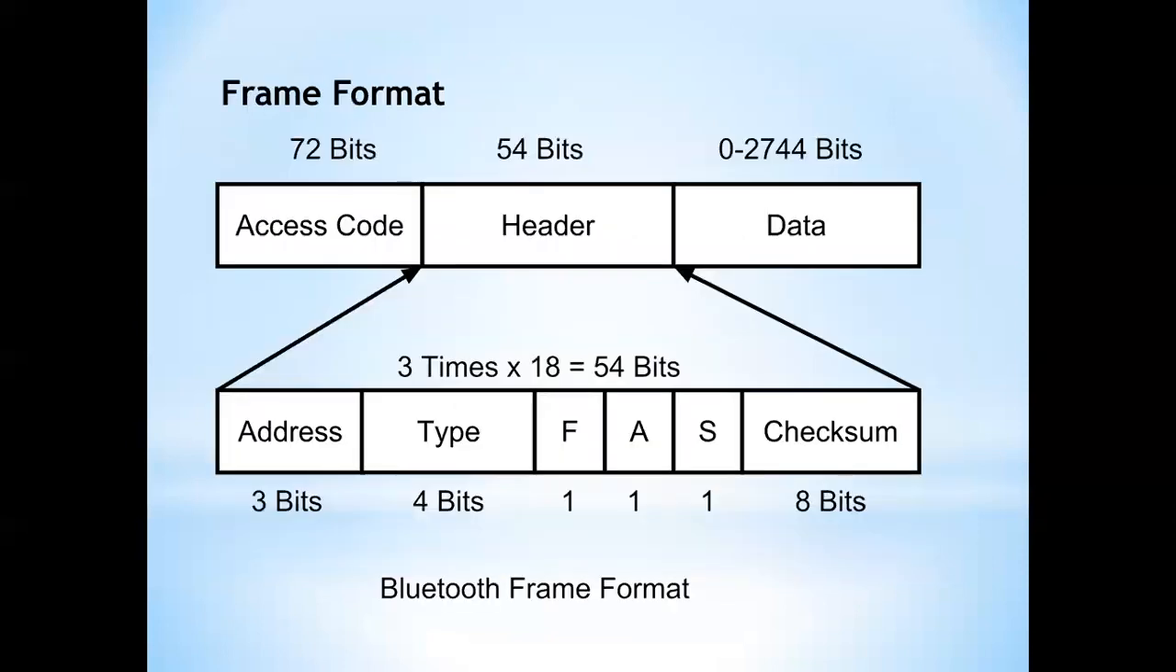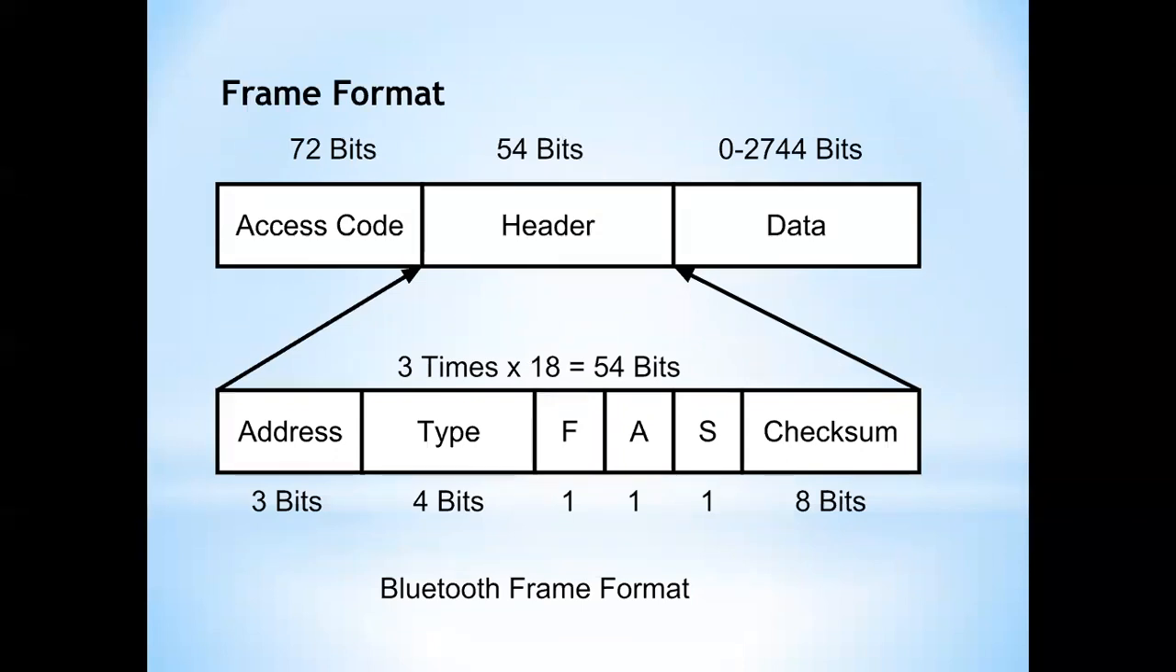Next is the frame format of Bluetooth. The frame in the baseband layer can be one of three types: one slot frame, three slot frame, and five slot frame. So the frame format of the three slot frame is shown in the figure.